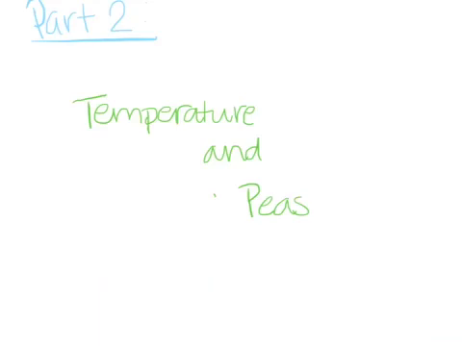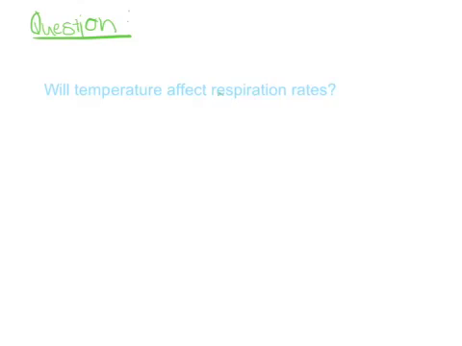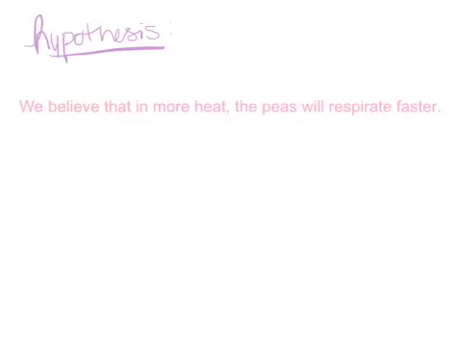Part 2, temperature in peas. This was our idea for the lab experiment after the one I just talked about. Our question was, will the temperature affect respiration rates? Our hypothesis was that in more heat, the peas will respirate faster. I didn't agree with Megan on this one. I thought the cold ones would, but she said that we had to do heat, so whatever.